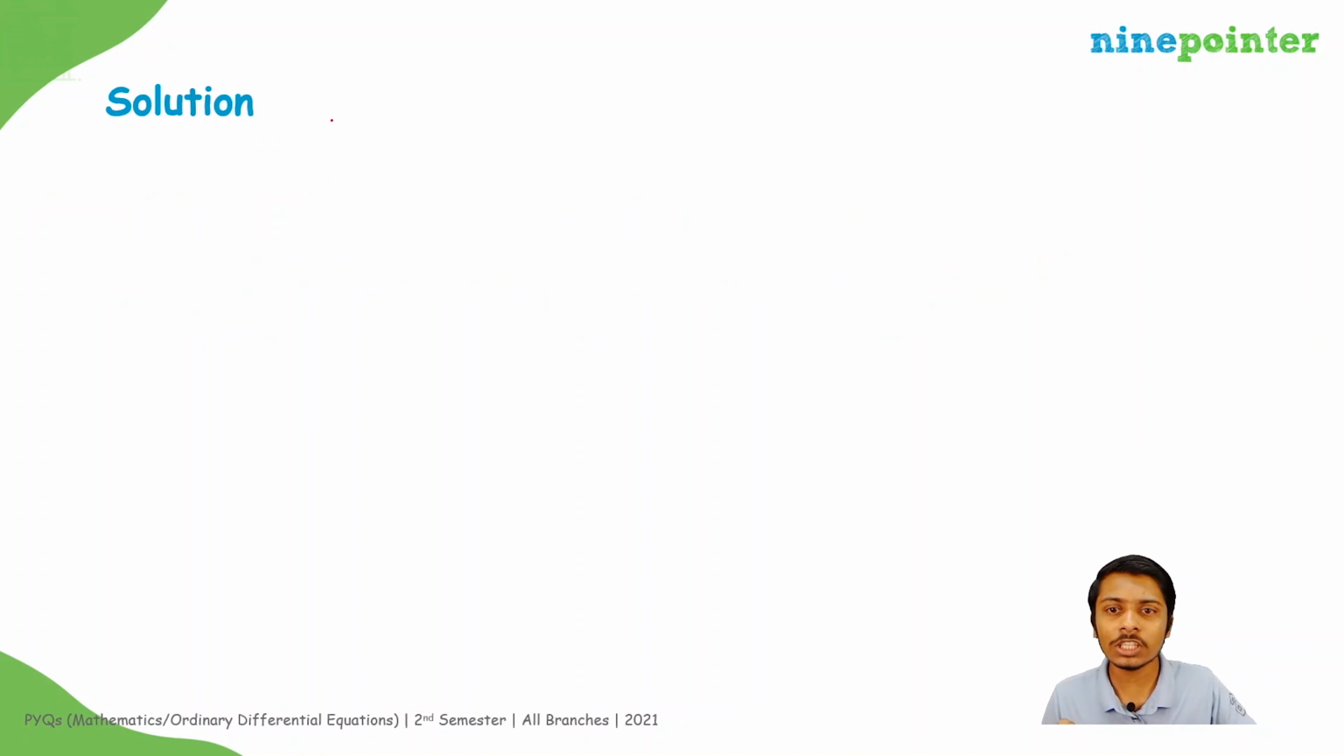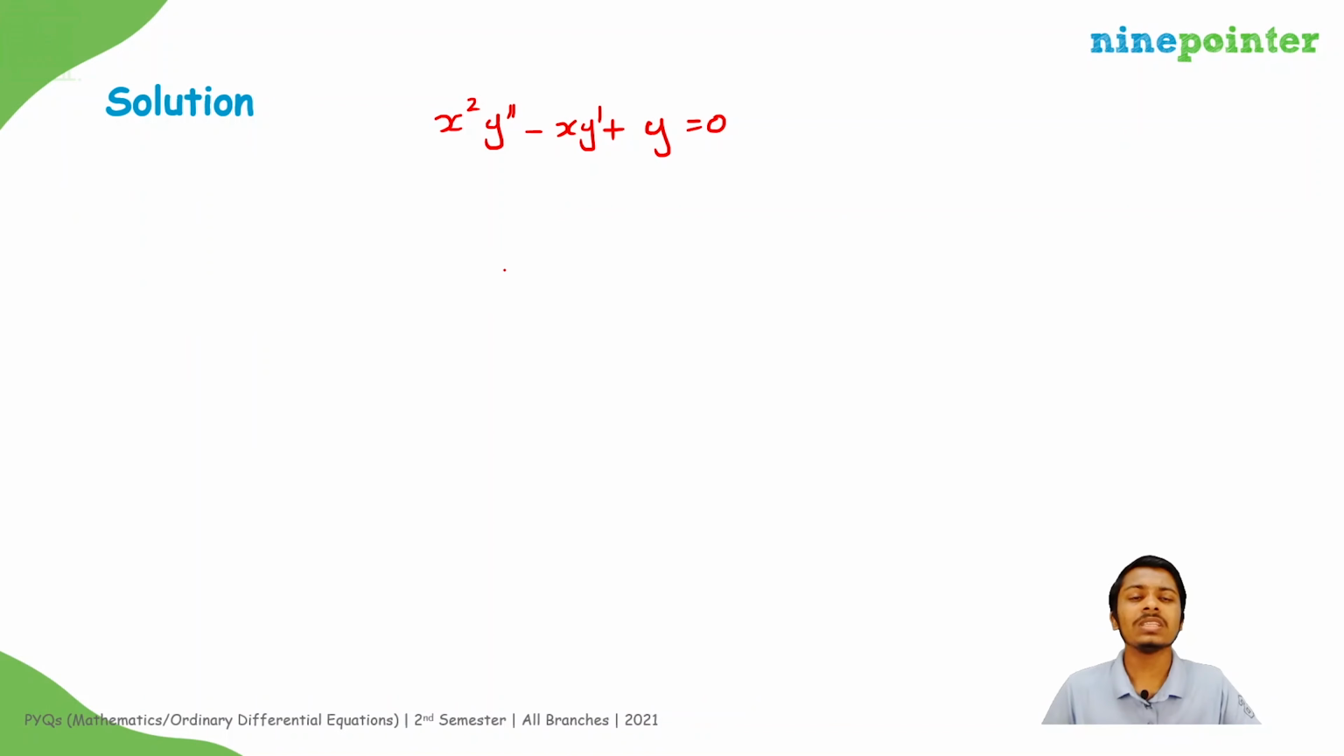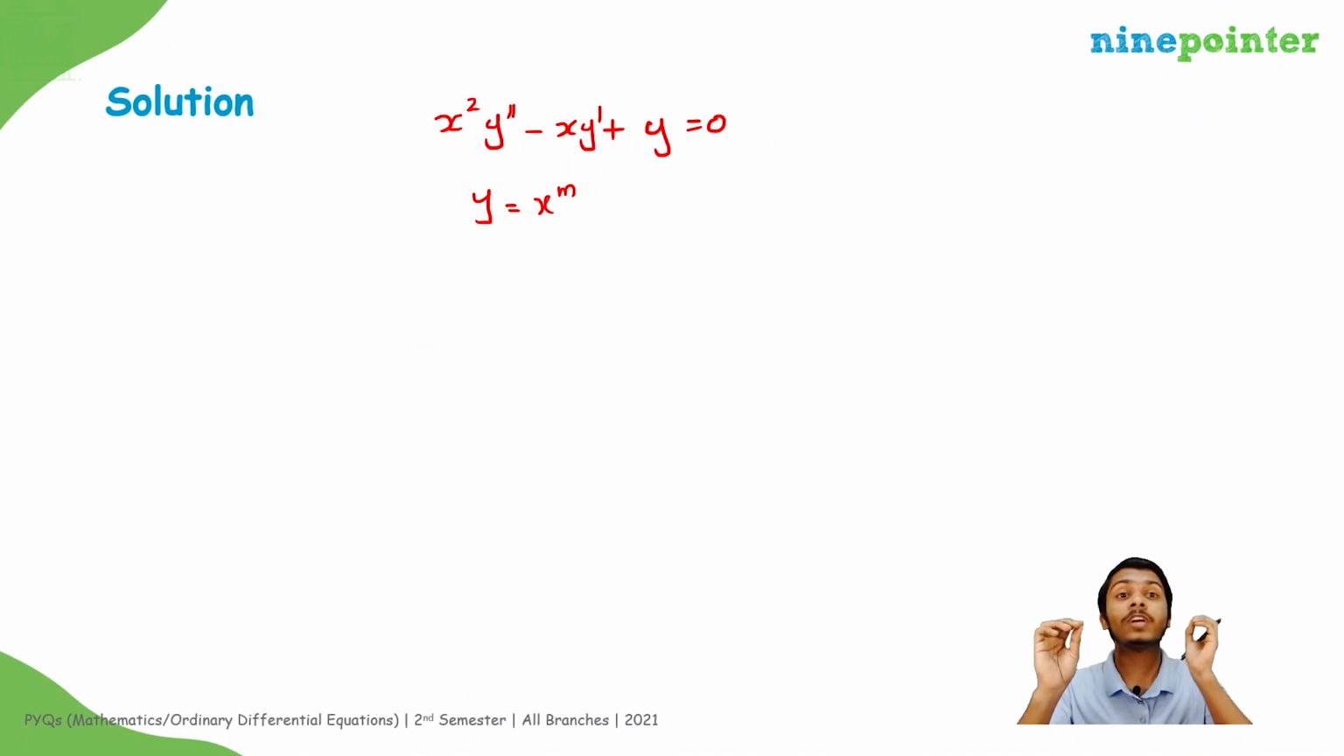So what is the homogeneous part of this differential equation? That is x squared y double prime minus x y prime plus y equal to 0. This is actually a Cauchy-Euler equation. So the standard substitution will be y equal to x raised to m. Then you will get an auxiliary equation, which on solving will give you the values of m, which will help you figure out what the basis elements of its kernel will be.